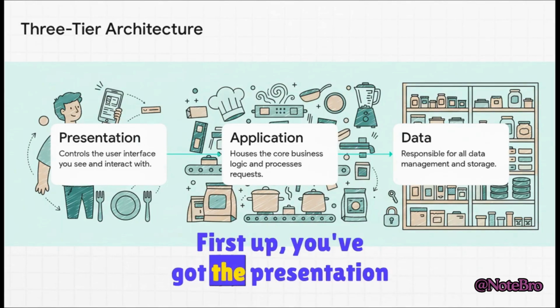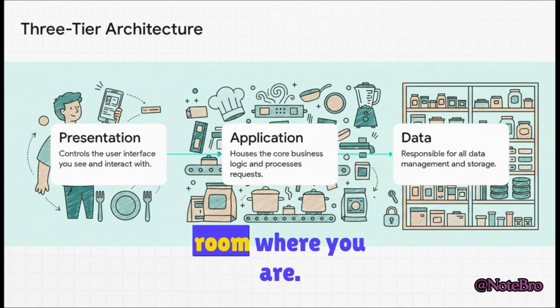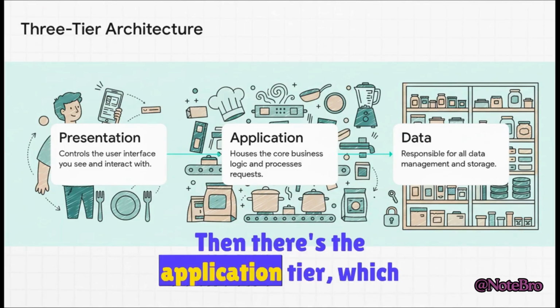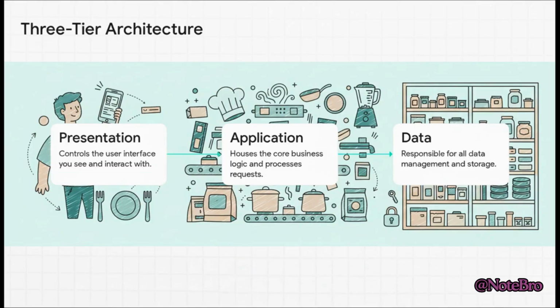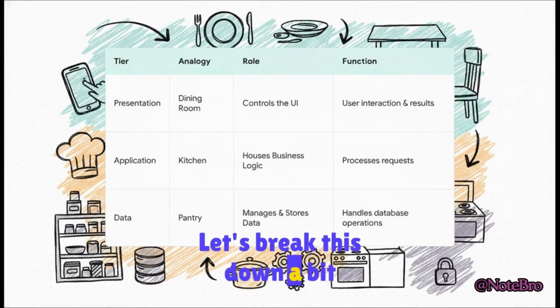First up, you've got the presentation tier. Think of this as the dining room where you are. Then there's the application tier, which is like the busy kitchen. And finally, the data tier. That's the big, well-stocked pantry in the back. Let's break this down a bit more.